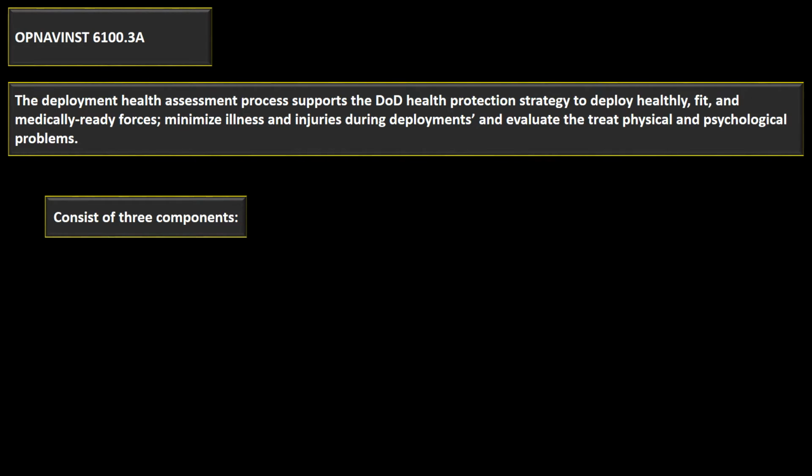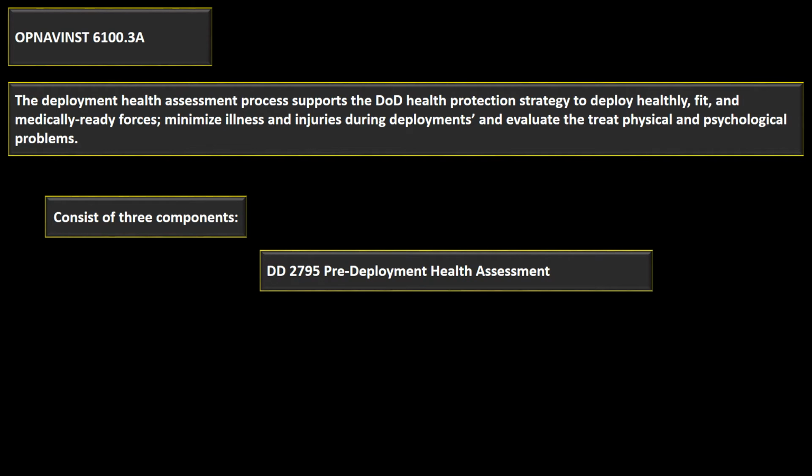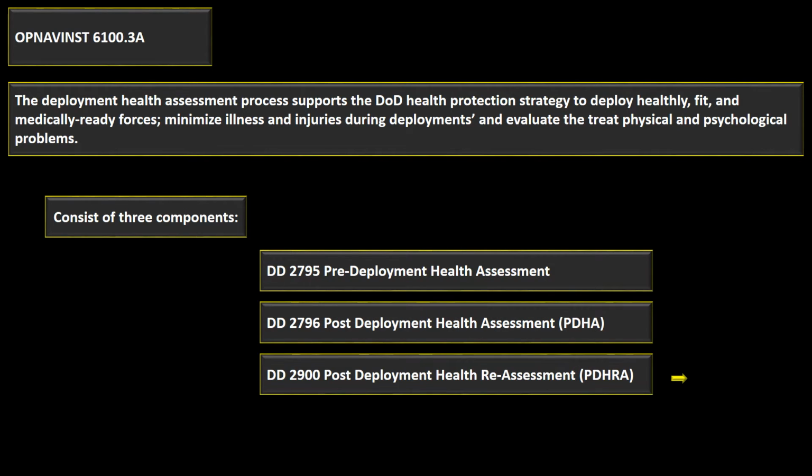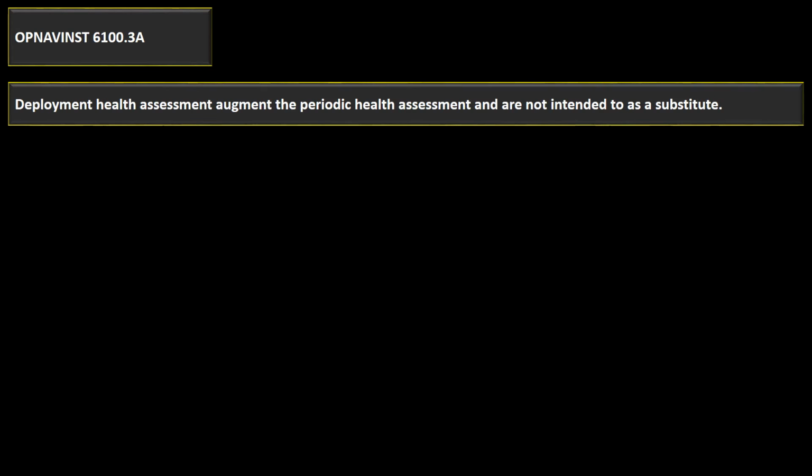So that is why this falls more under physical fitness. The deployment health assessment consists of 3 components. And those will be the DD 2795, the pre-deployment health assessment. We've got the DD 2796, the post-deployment health assessment, and then we've got our DD 2900, the post-deployment health reassessment. And we'll talk about these a little bit more in the following slides. So it's important for us to understand that the deployment health assessment does not replace a PHA. It's there to augment your periodic health assessment. It's not intended as a substitute, and we'll talk about how these are interrelated a little bit more here.